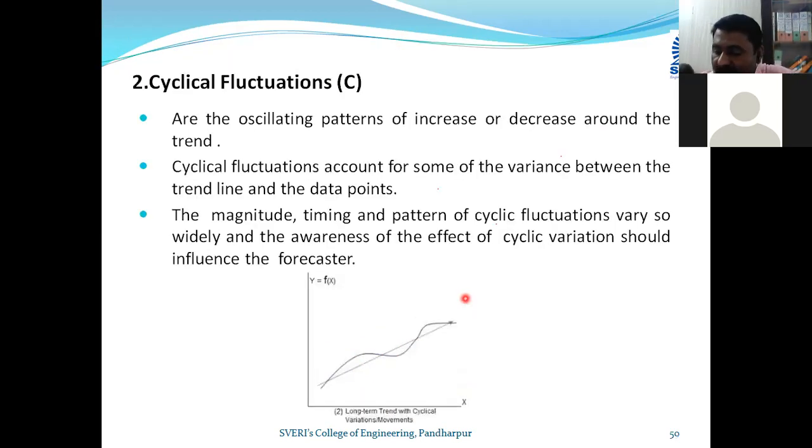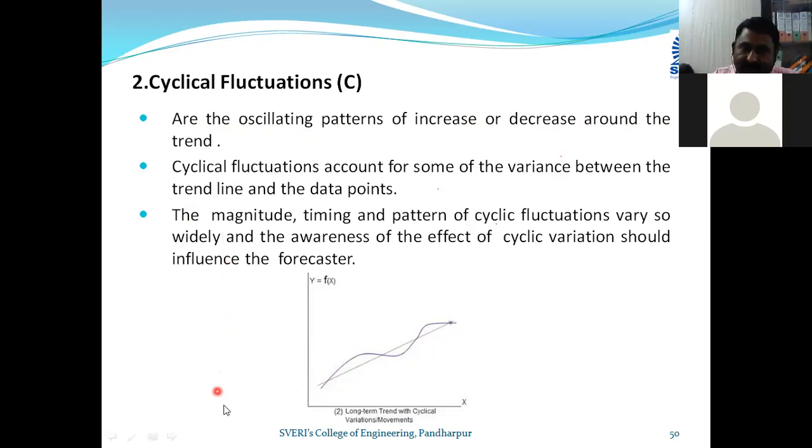Cyclical fluctuations, very important. These fluctuations are an oscillating pattern of increase or decrease around the trend. I have given you the idea that this is one straight line, and here cyclic, some up and down fluctuations. We know the oscillating motion, like this it will go, you can see. So this is nothing but the oscillating trend.